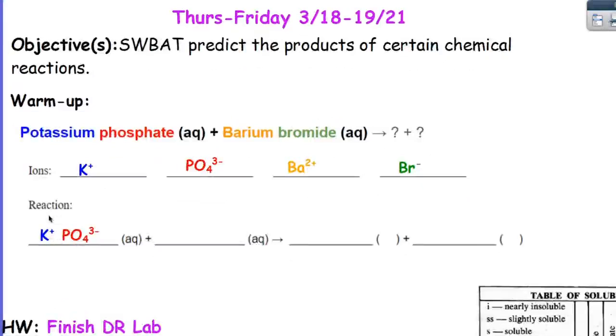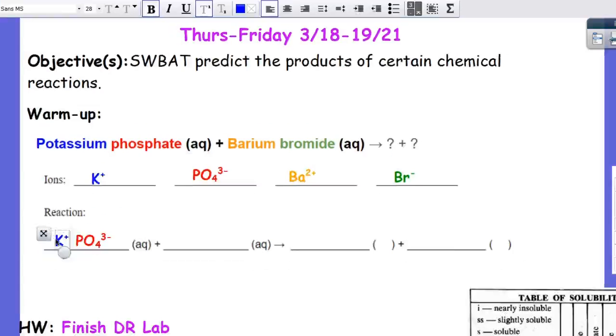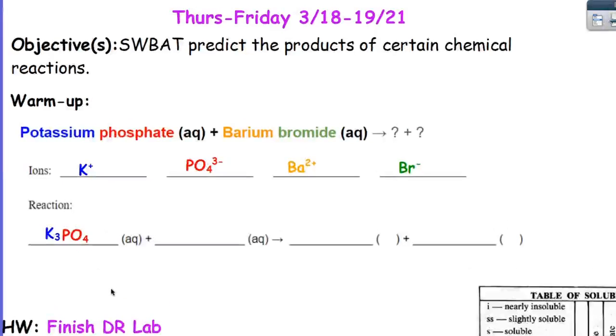The 1 from my potassium comes down. That's how many phosphates I need, which is 1. I don't need to write a subscript of 1. The 3 from my charge on phosphate comes down to my potassium. It doesn't matter that it's a -3. We can ignore the positive and negative of the charge when I'm doing my crisscross rule. All that matters is the amount. So I only need 1 phosphate and 3 potassiums.